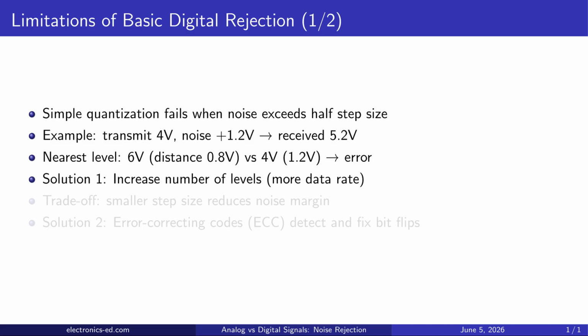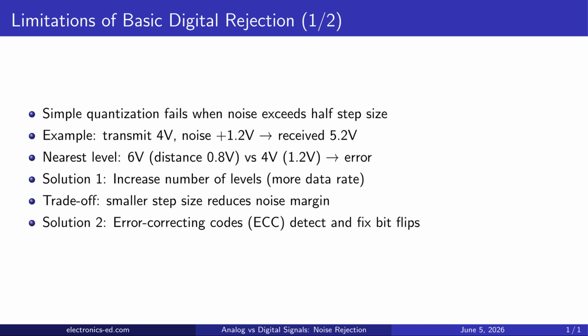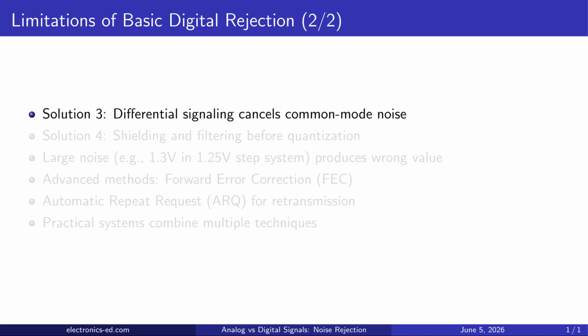One solution is to increase the number of levels, which also increases data rate. But the trade-off is that a smaller step size actually reduces the noise margin. Another solution is to use error-correcting codes that can detect and fix bit flips. Solution 3, differential signaling, which cancels out common mode noise. Solution 4, shielding and filtering the signal before quantization.